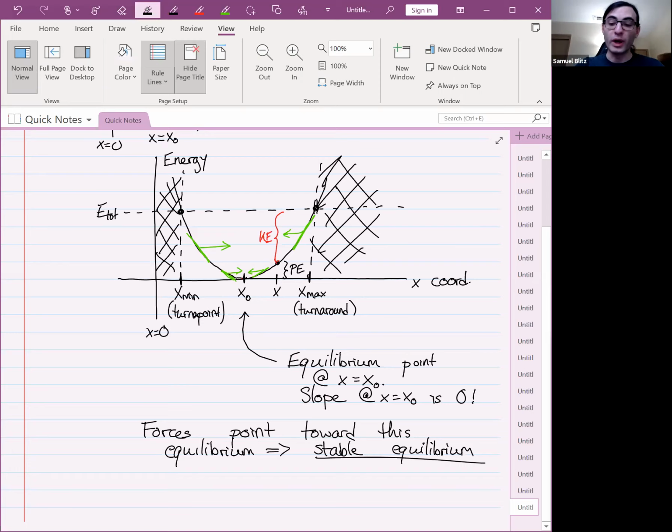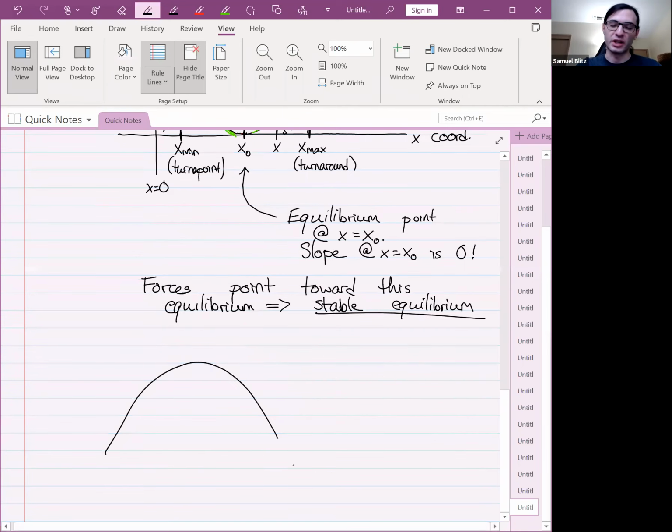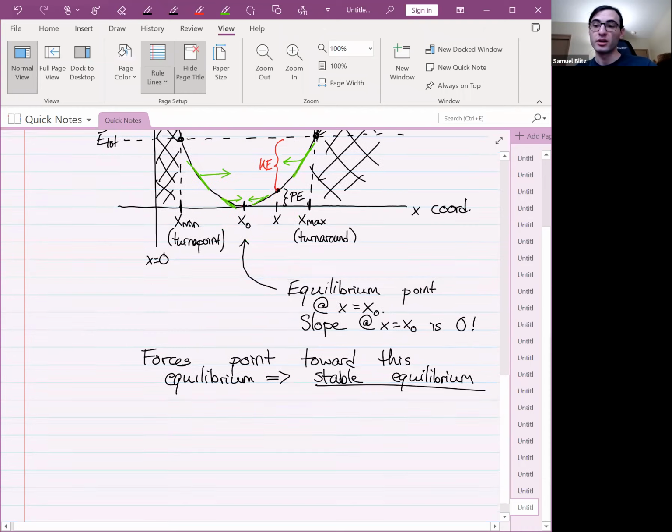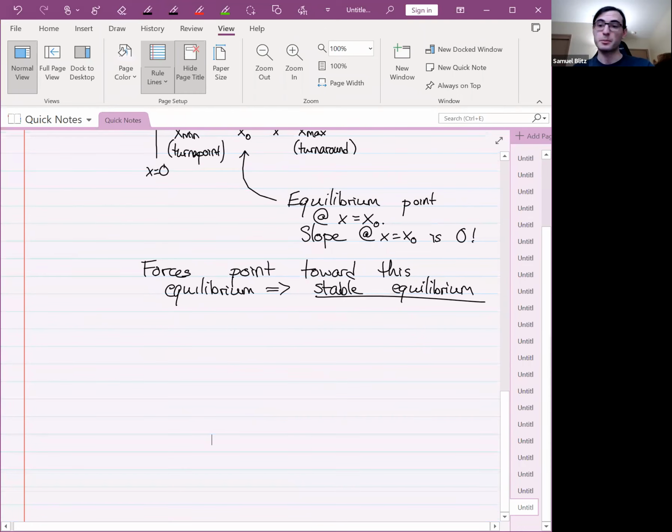If the forces pointed away from the equilibrium point, which you could imagine might look something like this, you have a slope of 0 here, and you have a negative slope there, which means a force to the right, and a positive slope here, which means a force to the left. This would be an unstable equilibrium point, because if you just nudged something here, it would just fall off. Anyway, we are going to talk more about stable and unstable equilibria later once we start talking about rotation, but we're not there yet. This is just a nice way to visualize what's happening from an energy perspective.